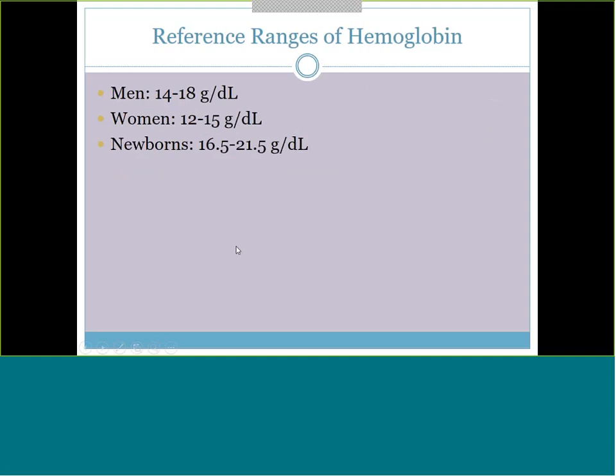Reference ranges, you can find these on that handout, that attachment that I had emailed out earlier, but roughly men are around 14 to 18, women 12 to 15. Newborns, when they're first born, have a very high level of hemoglobin. That will go down as they get older. Children have various amounts, but definitely know the men and the women reference ranges.